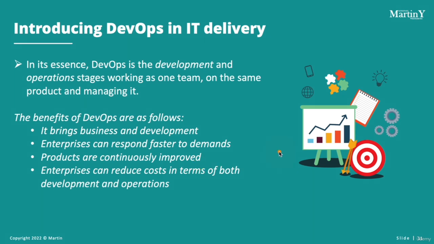And finally, through automation and DevOps pipelines, enterprises can really reduce costs in terms of both development and operations, and at the same time improve the quality of their products.